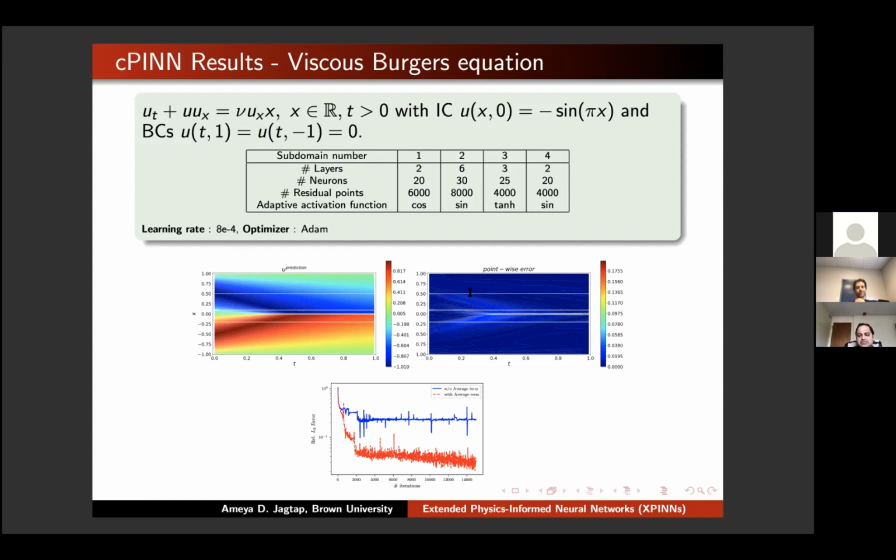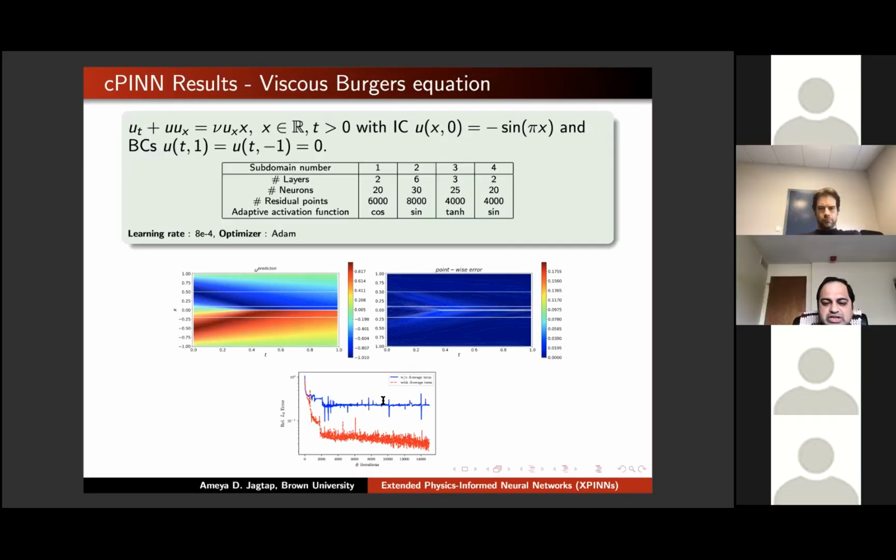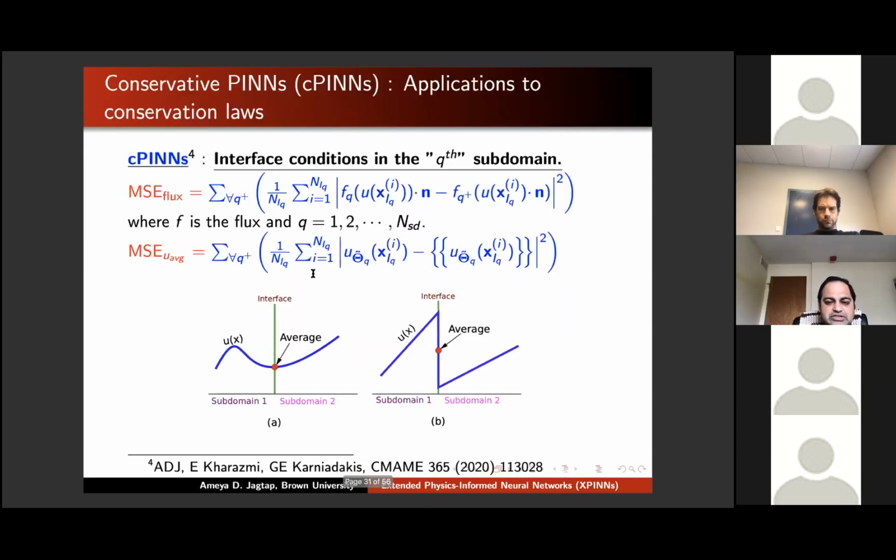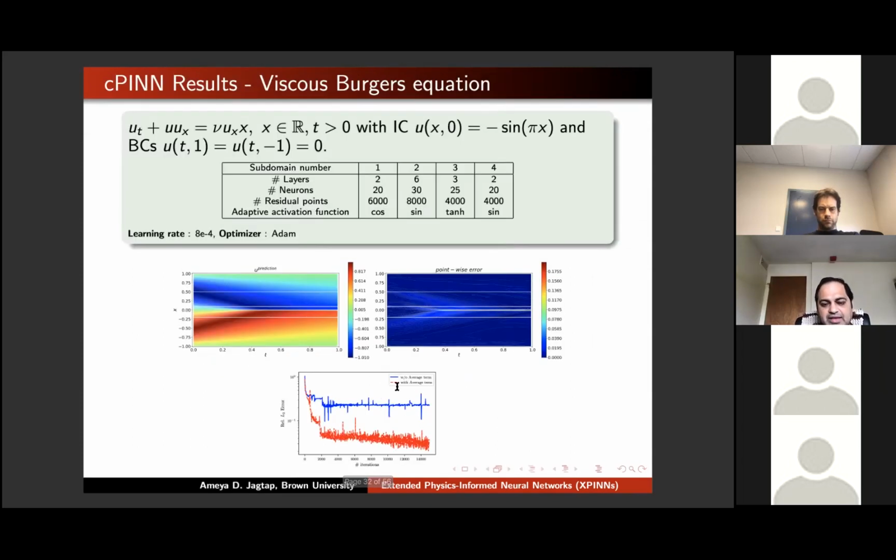So this is basically a pointwise error given here after 15,000 iterations. And the interesting thing here is to see the relative L2 error, how it varies with number of iterations. We are using flux continuity, but the blue curve shows just a flux continuity term along the interface, and we are not using the average term, which I discussed here. So this is the average solution continuity term.